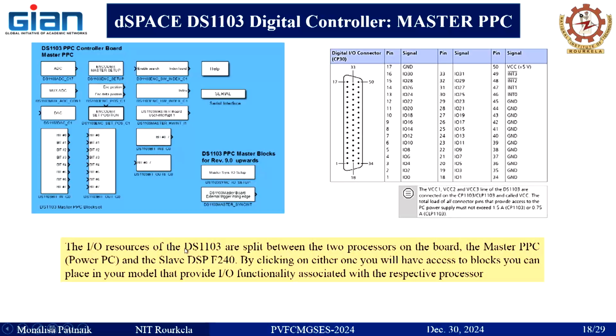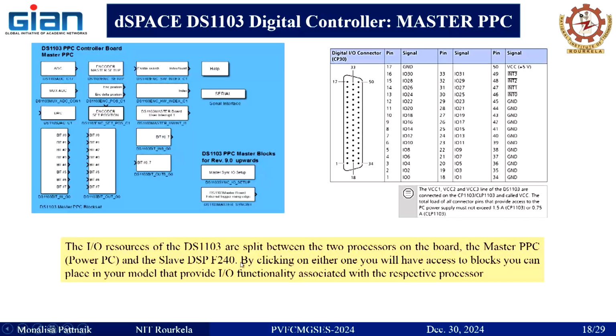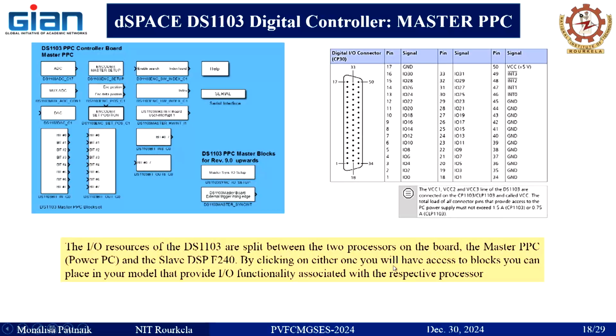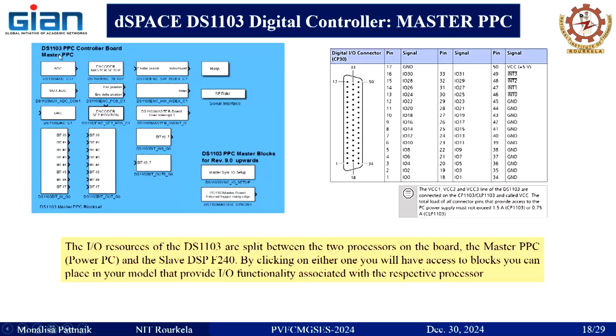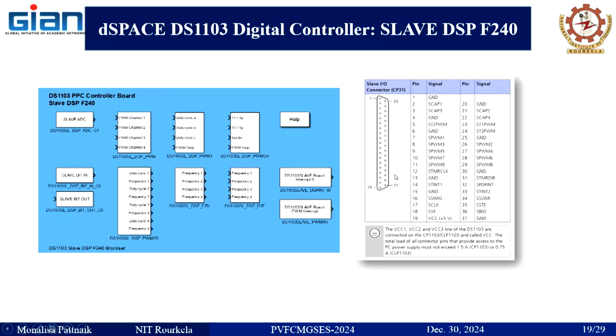The input output resources of this board are split between two processors on the board, the master PPC, as I said, and the slave DSP F240. By clicking on either one, you will have access to blocks that can be placed in your model that provide input output functionality associated with the respective processor. I was talking about this library. Similarly, for the slave DSP, this is the connector of pins, and these are the blocks available for the MATLAB integration.